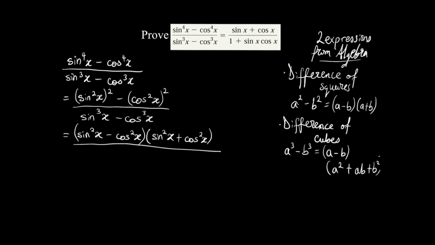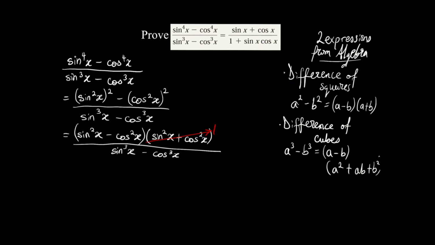We still keep the denominator the same. We'll come back to the denominator later on. This is sine cube x minus cosine cube x. From trigonometry, our Pythagorean identities, we can conclude that this here is 1. So it's the same as saying 1 times sine square x minus cosine square x.